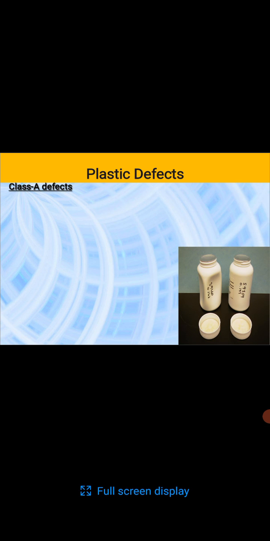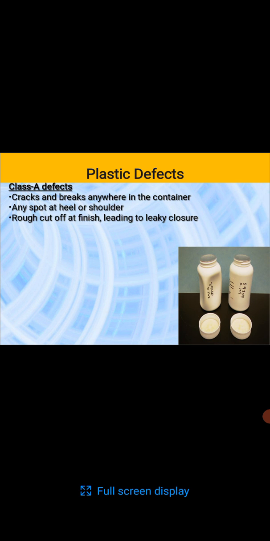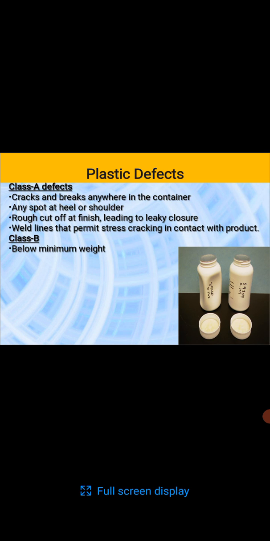Plastic defects. Class A defect: cracks and breaks anywhere in a container, any spot at the heel or shoulder of the container, rough cutoff at the finish leading to a leaky closure, weld lines that permit stress cracking in contact with the product. Class B defect: characterized by below minimum weight, any dimension outside of limits, uneven color, rough or orange peel surface.